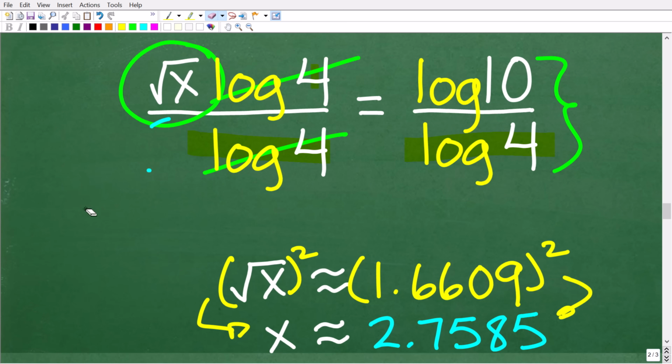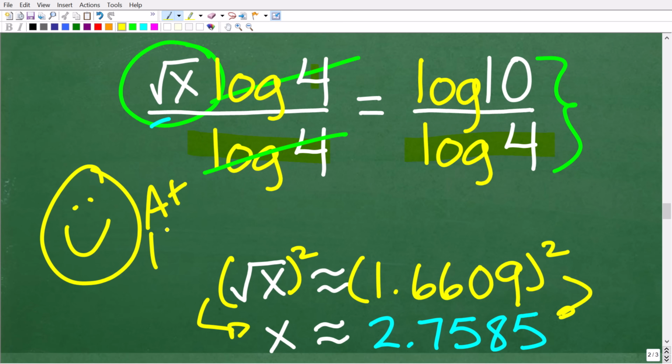Okay, so how did you do? Well, if you got this right, that is very impressive. Matter of fact, you're going to get a nice happy face and an A plus and a 100%. So sincerely, I really do mean that if you figured this out, that was really, really good.